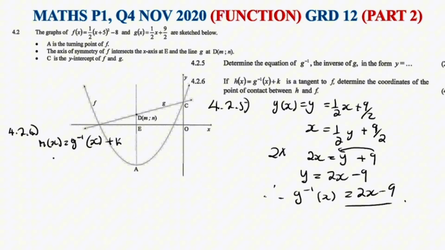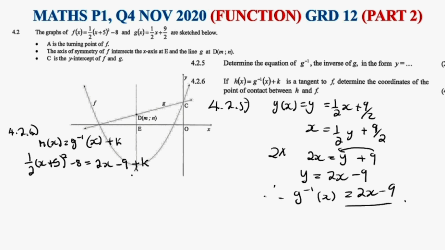h of x is the same as f of x. So we're going to say half, because they're asking us for this, (x plus 5) squared minus 8 is equal to, and therefore what is the inverse of g is 2x minus 9 plus k. Okay, as it is, guys.